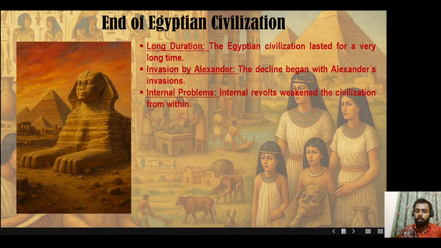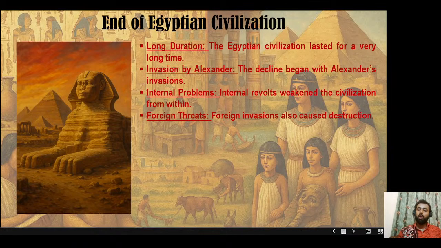Internal revolts weakened the civilization. So internal revolts were there, and that weakened the civilization from within. The people from inside the Egyptian civilization protested against governance, and so the internal system collapsed.